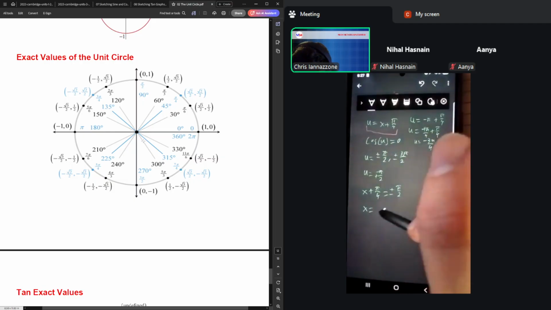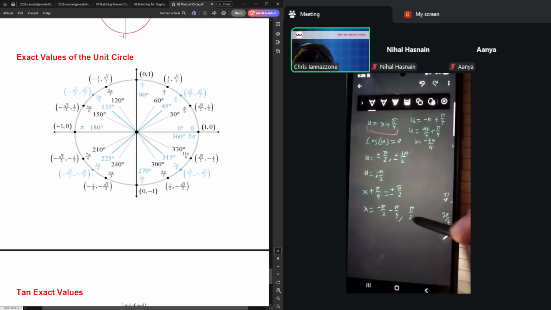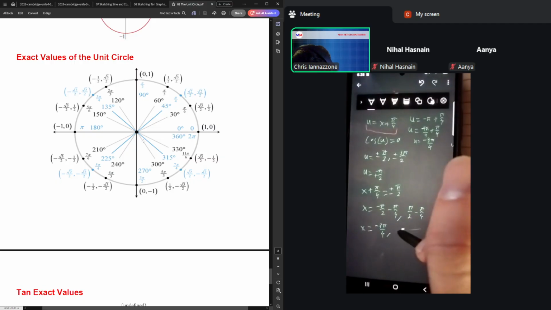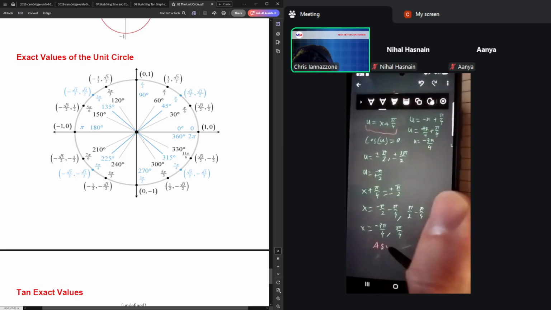Do our simplification. So I'm going to have the negative version minus pi over 4 and the positive version minus pi over 4. That's going to give you negative 3 pi over 4. I'm just sort of skipping the simplification steps to get there. And then this will be pi over 4. Those are our asymptotes.